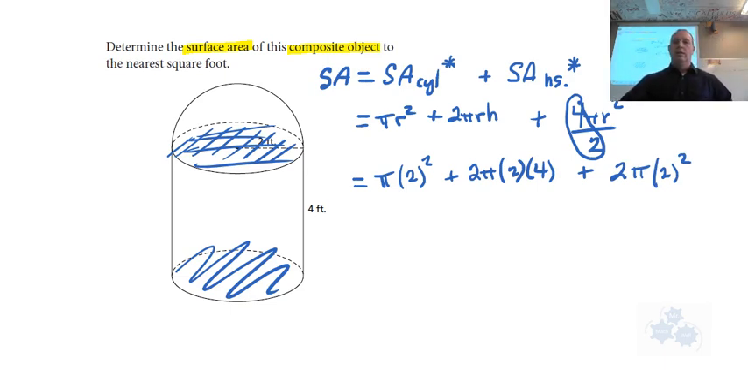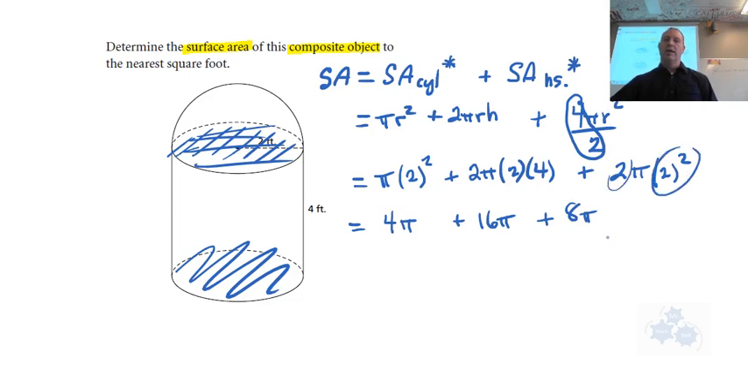Okay? Does that look okay to everyone? All right. And so this is going to be 4 pi plus 16 pi plus 8 pi. So 2 squared is 4 times 2 is 8, and so on. 2 times 2 times 4. So this actually is 28 pi.